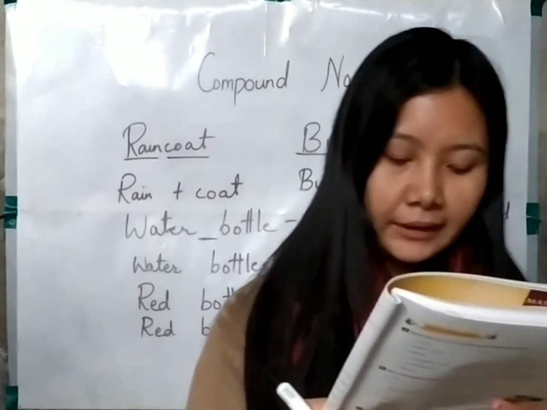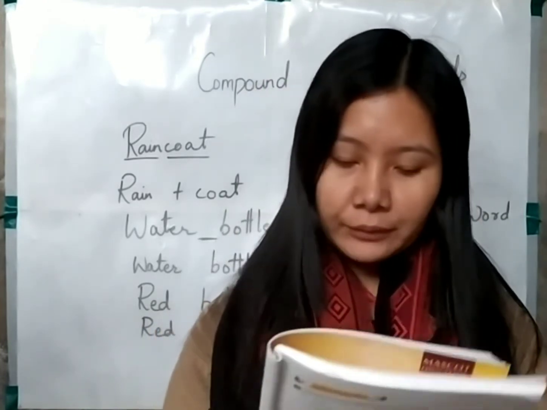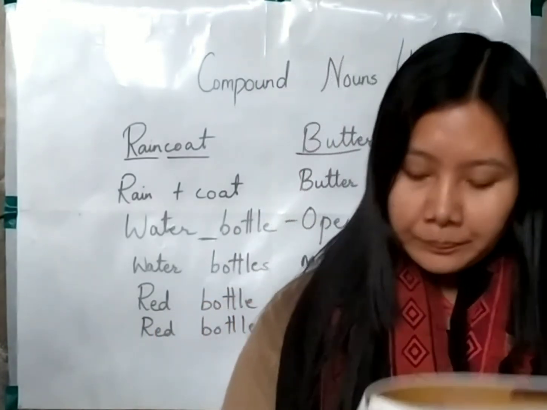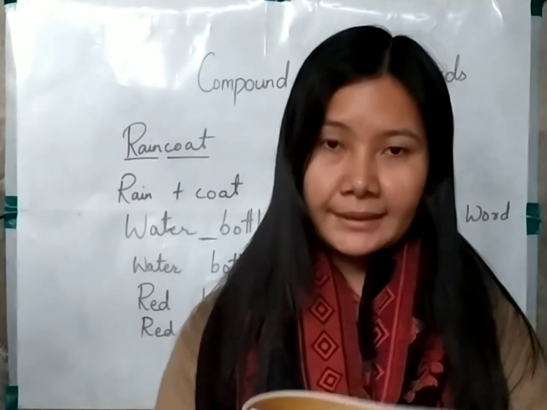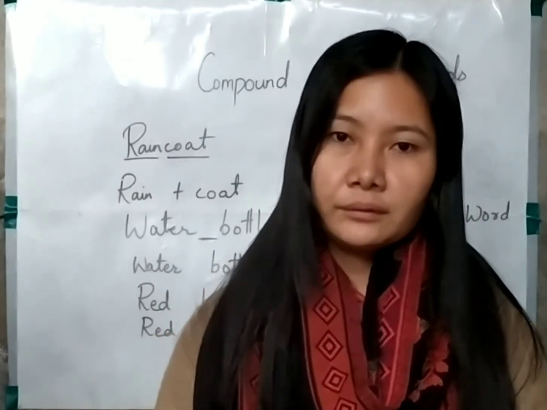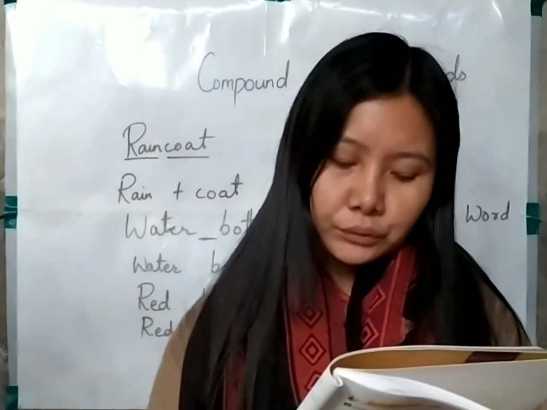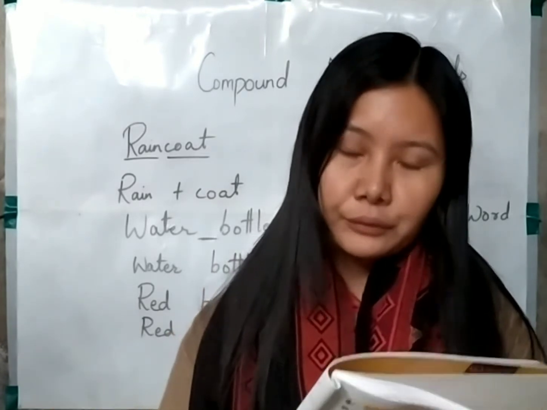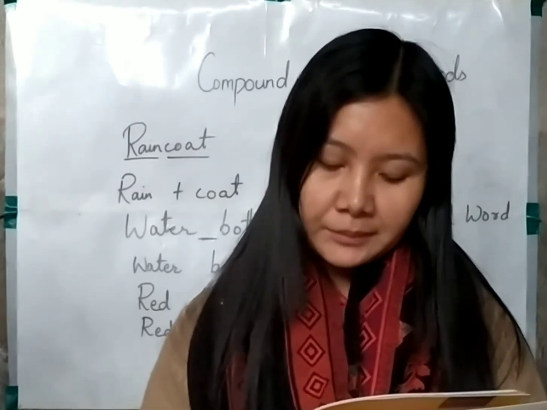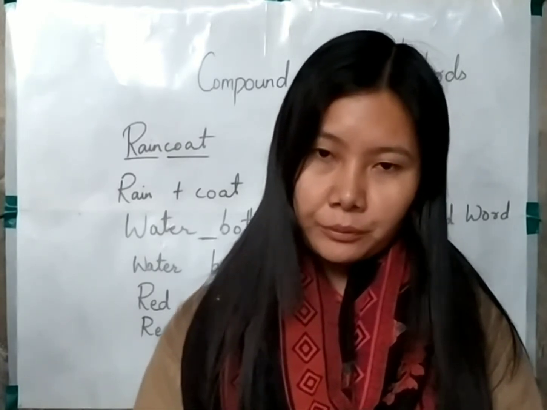So let us study a few more examples of the three types of compound nouns. Here we are provided with some more examples. First, toothbrush, that you use to brush your teeth. Tooth and brush. How do you make its plural? We make its plural by adding es at the end, toothbrushes.